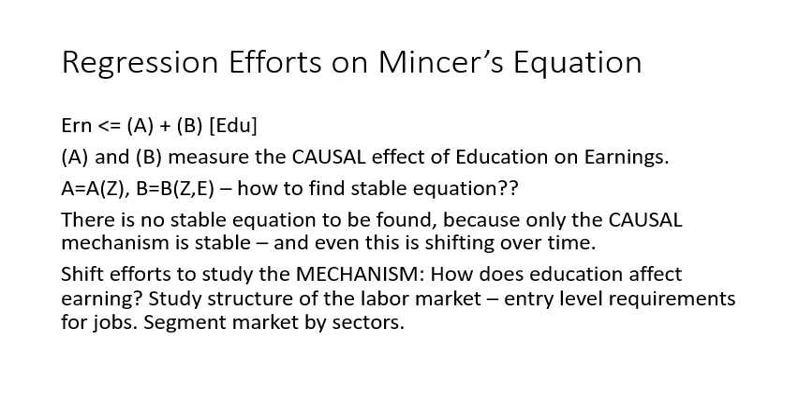Where is the stability? The stability is in the mechanism. So we should study the mechanism. How does education affect earning? Study the structure of the labor market. What are the entry-level requirements for jobs? How is the pattern of jobs changing? How are requirements for credentials changing over time? So these are the things which will remain stable over time. And these are the things which make relationships work over time. So focusing on finding stable coefficients is focusing on the wrong problem.